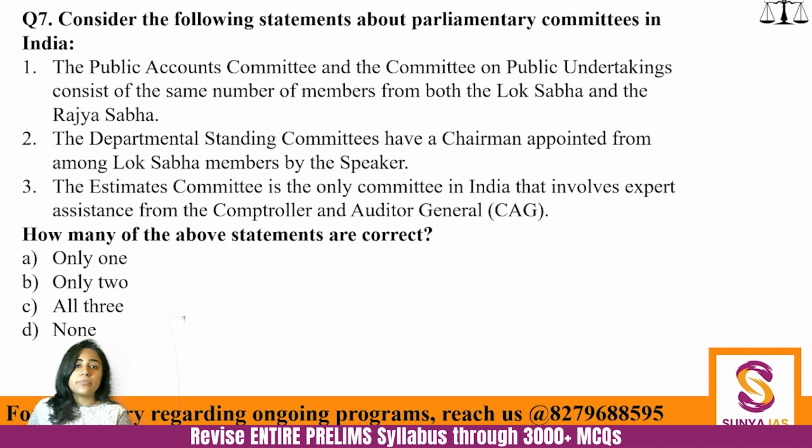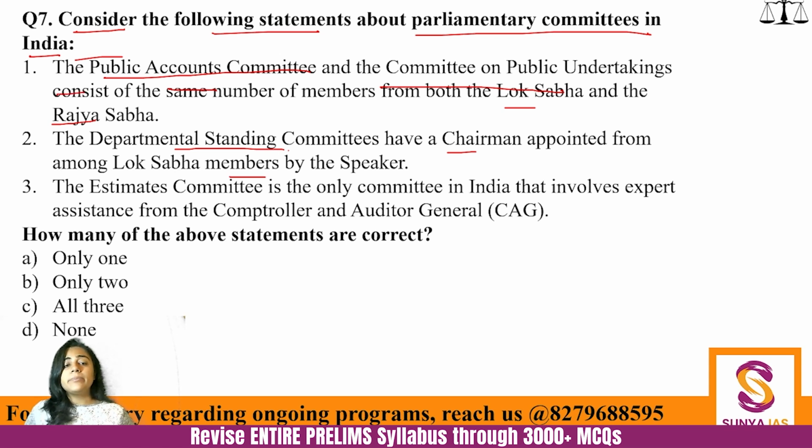Moving on, next question. Consider the following statements about parliamentary committees in India. The Public Accounts Committee and the Committee on Public Undertakings consist of the same number of members from both the Lok Sabha and the Rajya Sabha. The department standing committees have a chairperson appointed from among the Lok Sabha members by the Speaker. And the Estimates Committee is the only committee in India that involves expert assistance from the Comptroller and Auditor General of India. First of all, find out the absolutely incorrect statement.